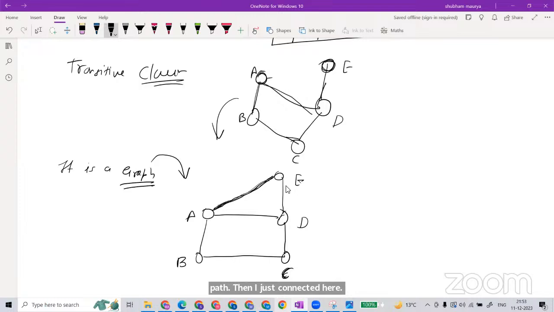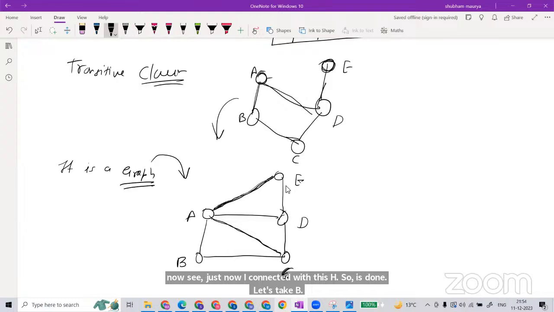Now there is a path between the vertex A and C, right? This is a path between A and C, so let's connect this. There is a path between A and D. Already there is an edge here. There is a path between A and B. Yes, they are actually connected by the same edge. Now C I just connected with this edge. So A is done. Let's take B. One by one we will do.